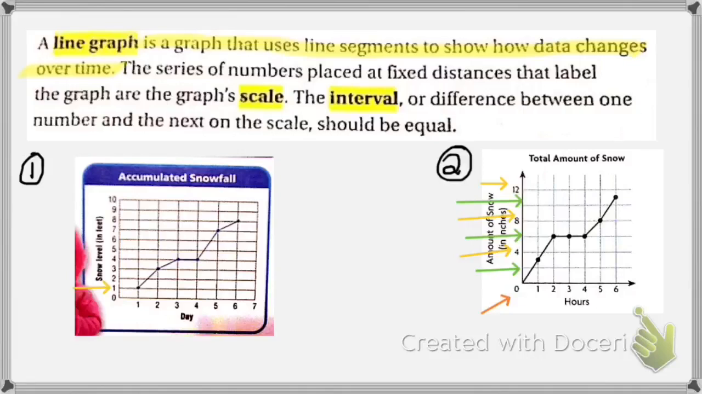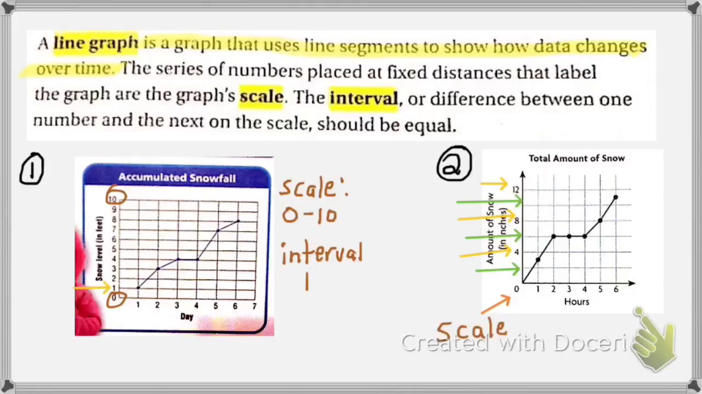So on a line graph, our next vocabulary word that we see highlighted on the top is scale. It says the series of numbers placed at fixed distances that label the graph, or the graph's scale. So the scale for graph number 1 goes from 0 to 10. So that's our scale for graph 1, 0 to 10. The intervals, well, again, if you look at the numbers, it's 0, 1, 2, 3, 4, 5, 6, 7, 8, 9, 10. So the intervals for graph number 1 are counting by 1. For graph number 2, the scale is from 0 to 12.